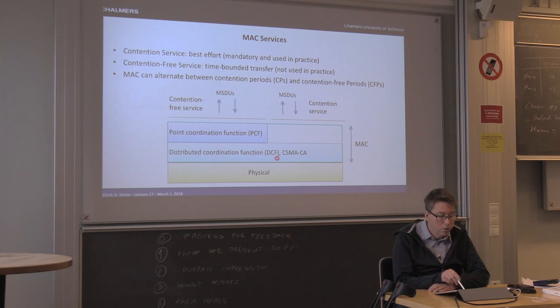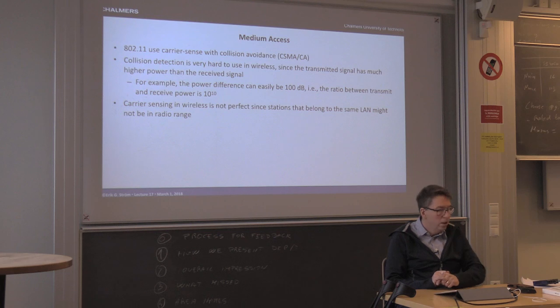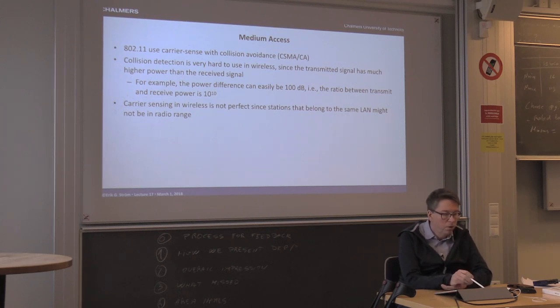So Wi-Fi uses this DCF or variations of DCF. And that's simply best effort. Trying to do its job as best as it can, but it doesn't guarantee anything. So, medium access. What type of medium access are we using here? It uses carrier sense multiple access with collision avoidance.